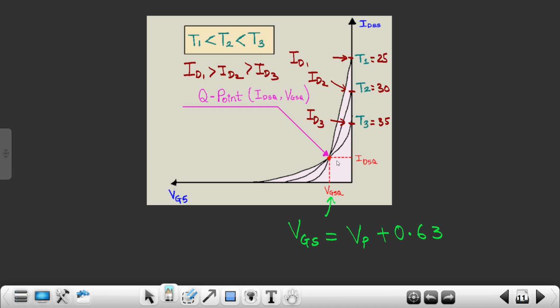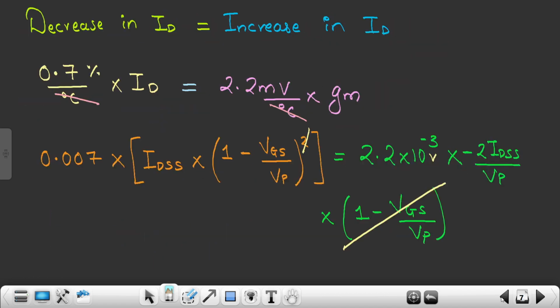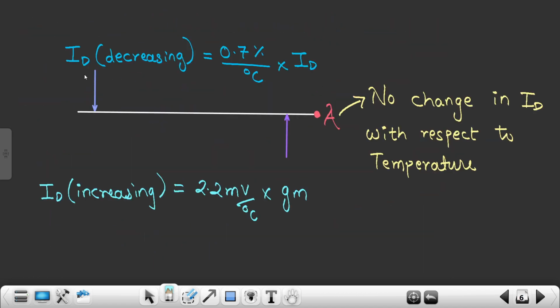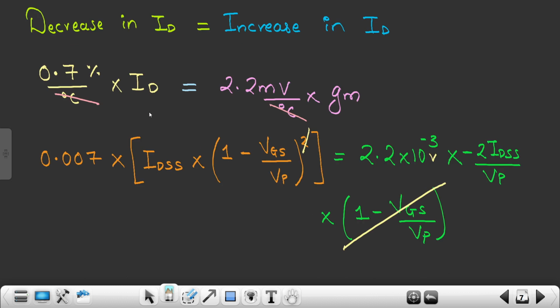Again, I'm repeating why it is known as zero temperature drift. Again, what all things did we discuss? First of all, I discussed this particular point: your ID is decreasing, and at the same time ID is increasing. So basically we will achieve one point where that particular ID will remain constant, irrespective of the temperature. Even if the temperature is increasing, the ID will be maintained at that same point. So for that, I equated the two equations, that is, the decrease in ID is getting compensated with the increasing ID.